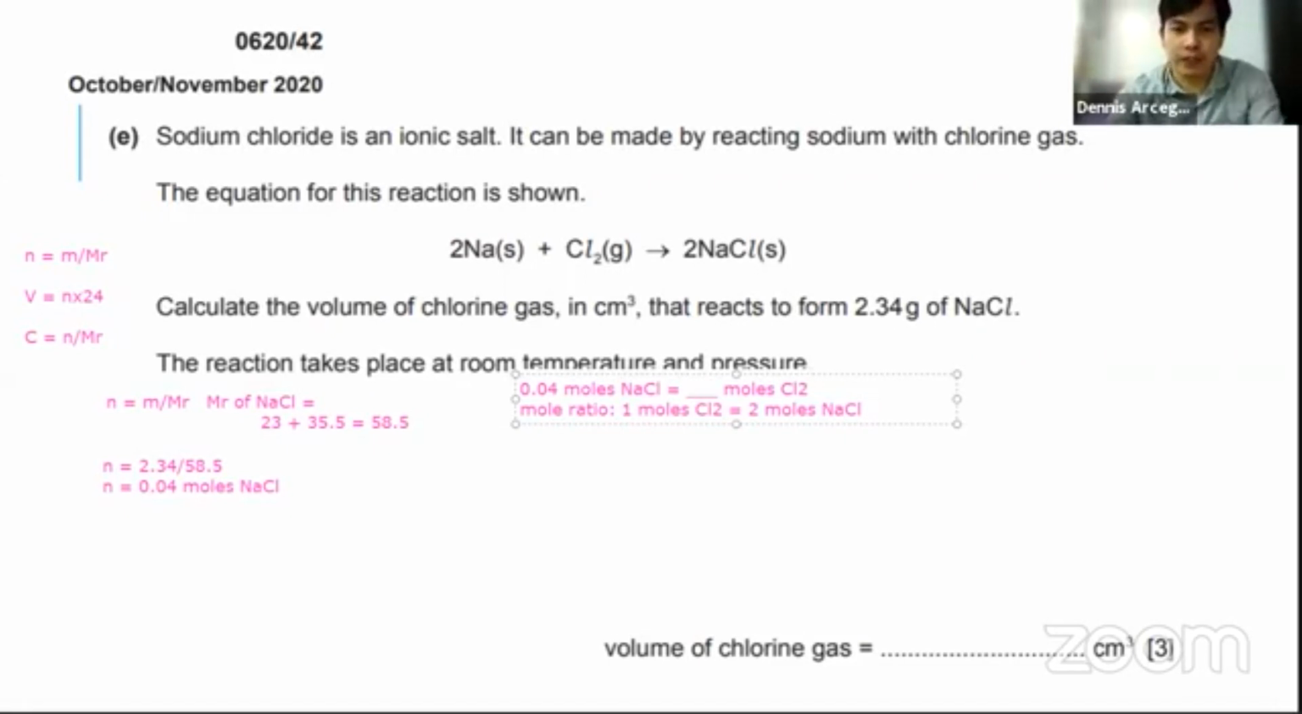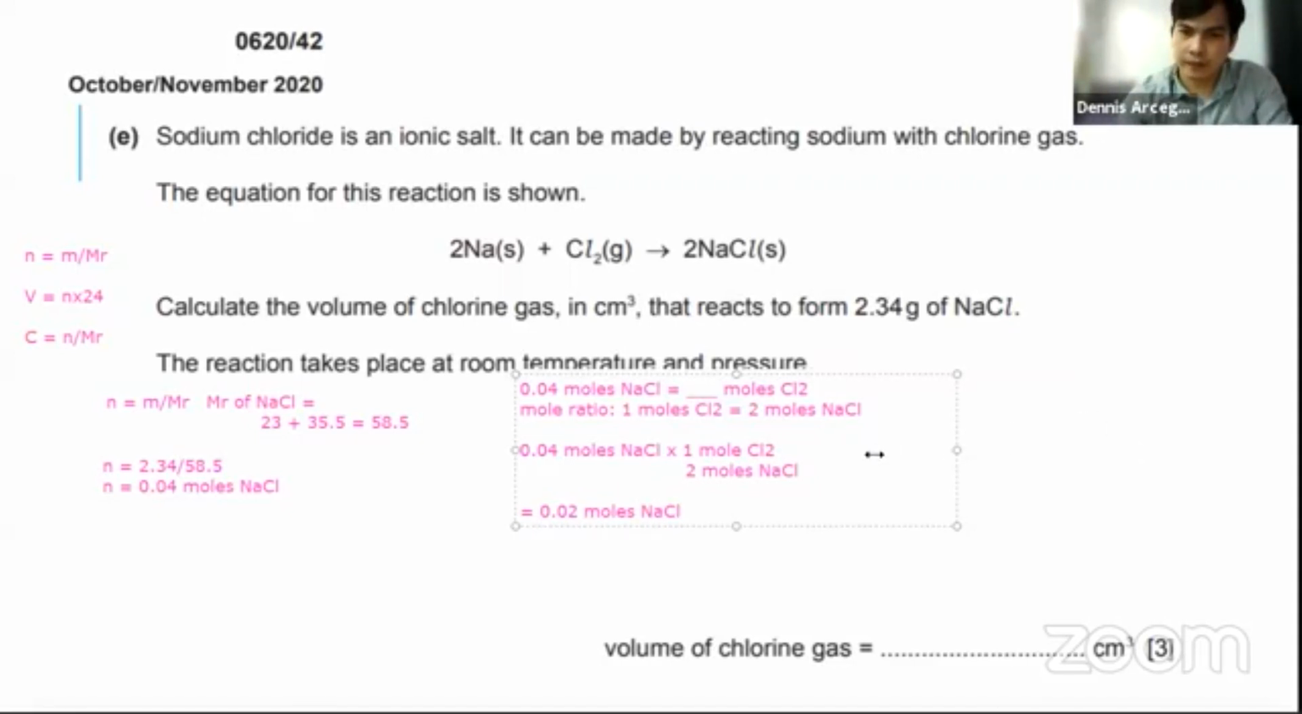Okay, so we can do this one. 0.04 moles NaCl times the mole ratio, 1 mole Cl2 over 2 moles NaCl. So you can get the moles of Cl2. It's just divided by 2. Multiply by 1, divided by 2, so you get 0.02 moles Cl2. Okay, you multiply by 1 and then you divide it by 2. That is the mole ratio of this one.